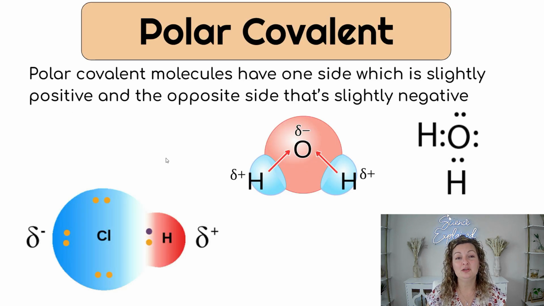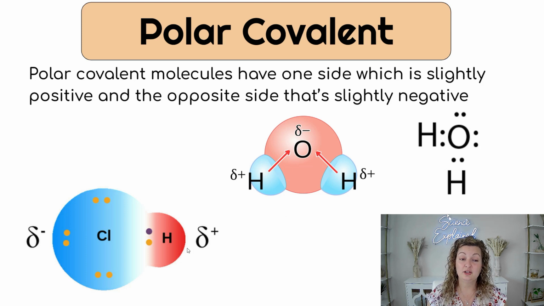All right, let's talk about polar covalent. That's going to be where the molecules have one side which is slightly positive and one side which is slightly negative. And you can see these symbols right here. This is going to mean slightly positive. This one's going to mean slightly negative. So you can see that we're kind of lopsided. It's asymmetrical, so it's not perfectly symmetrical, right? We're kind of lopsided here.